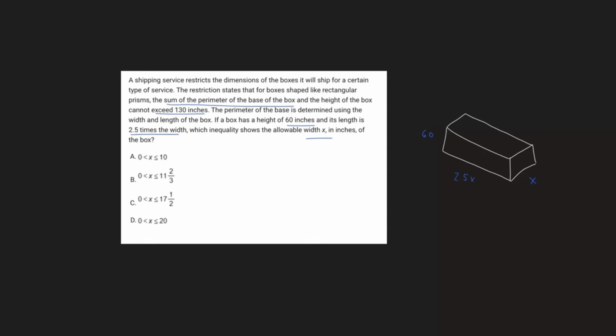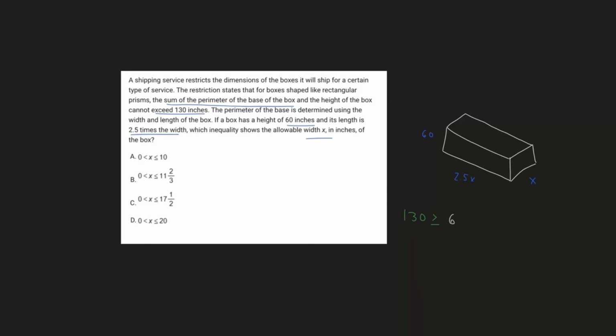So let's use green and write out 130 because it cannot exceed 130, right? Therefore, I'm going to write up the sign like this, but it can be equal to 130. It just can't exceed 130. All right, so now we need to find what the restriction actually is for that 130 inches, right? Well, it says right here, it's the sum of the perimeter of the base of the box and the height of the box. And so the height of the box, first off, we have a value of 60.